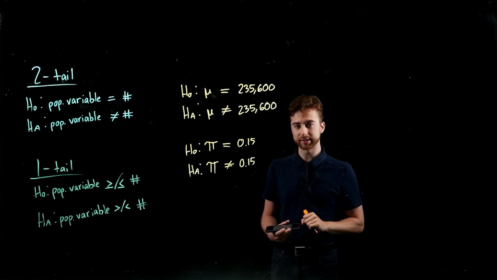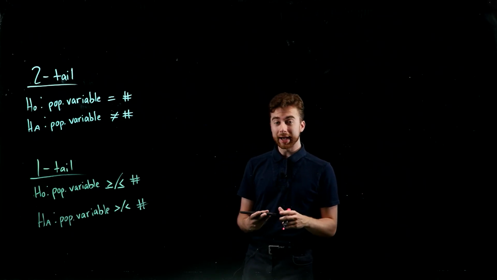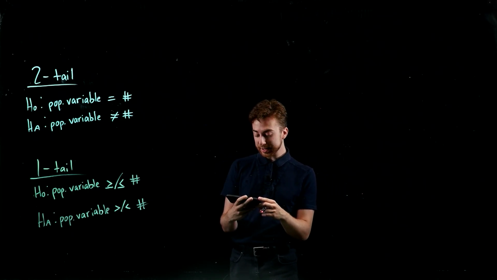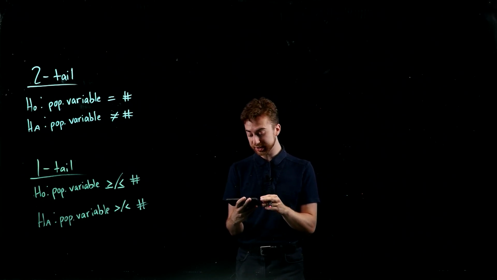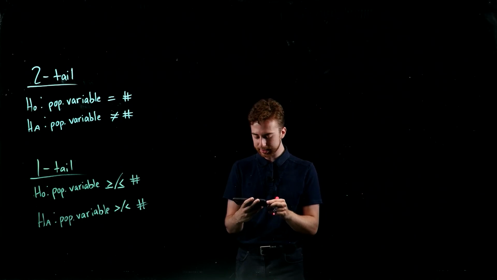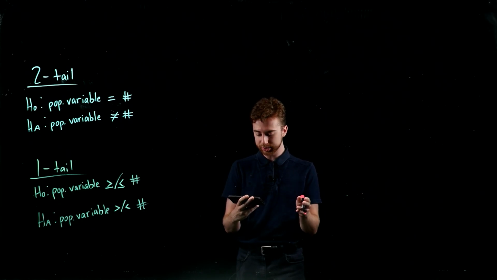So let's get into a few more examples. All right, so now we're going to get into the next problem. It says that in the past, patrons of a cinema complex have spent an average of $5 on popcorn and other snacks with a standard deviation of $1.80. The amount of these expenditures has been normally distributed.